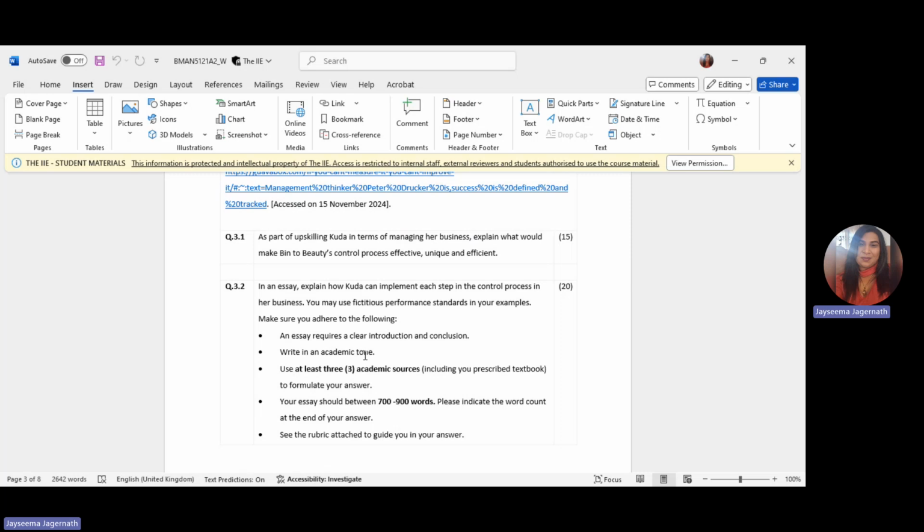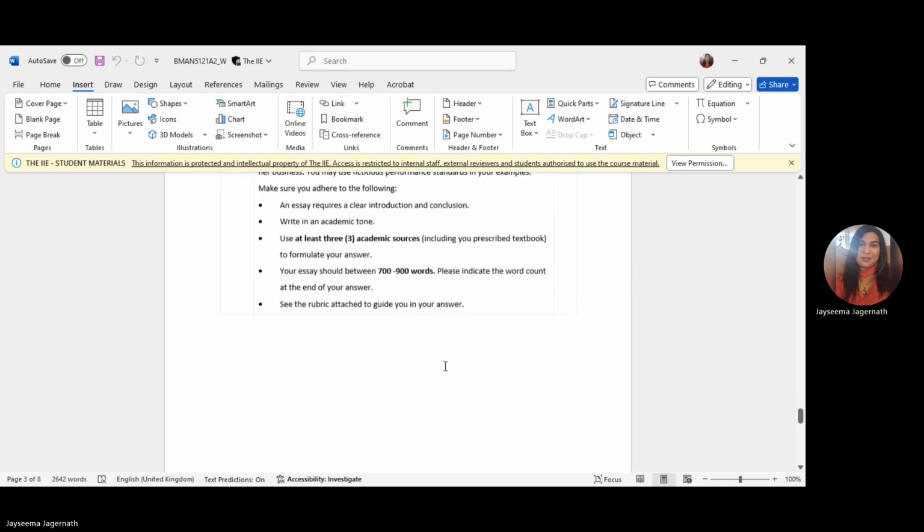So you'll say, this is it. I want to establish performance standards. I want CUDA to achieve 300 bags by the end of the week. Your next step must then be linked to that. So CUDA produced 200 bags. I looked at both and I'm off by 100 bags, and you go along the process like that. So please remember you're going to get marks for integrating the actual case study into your answer.